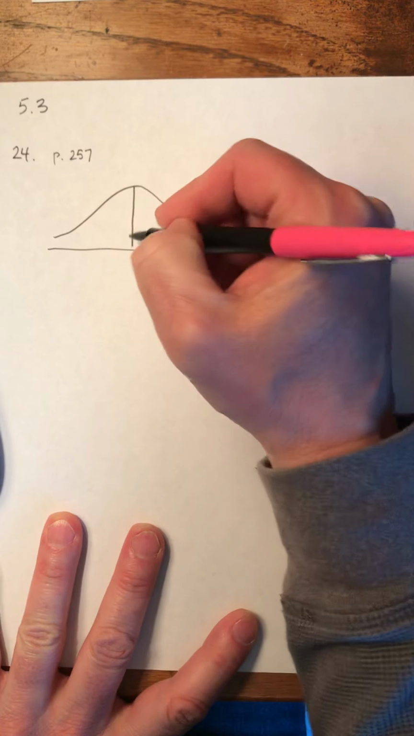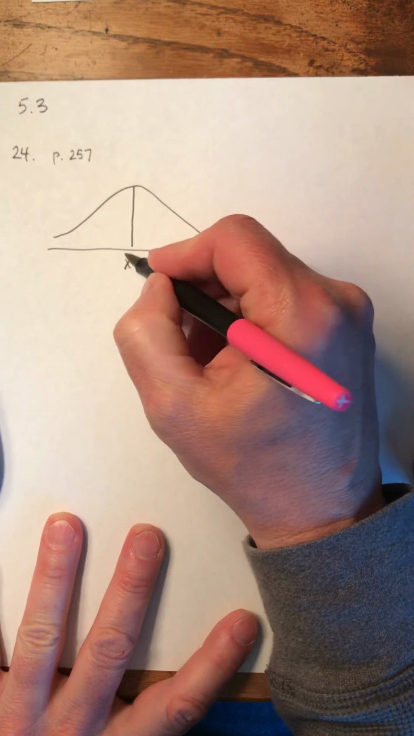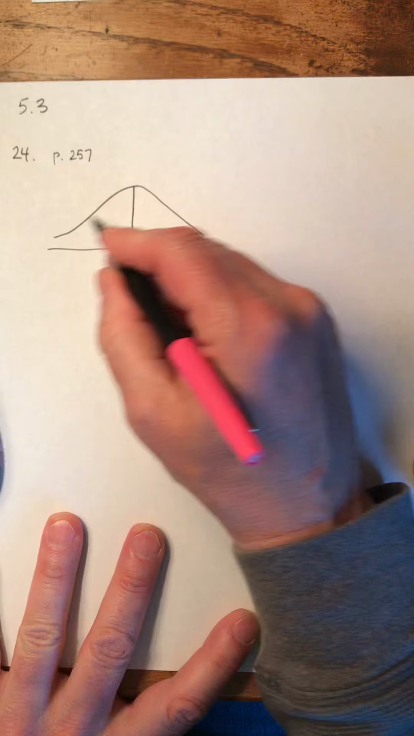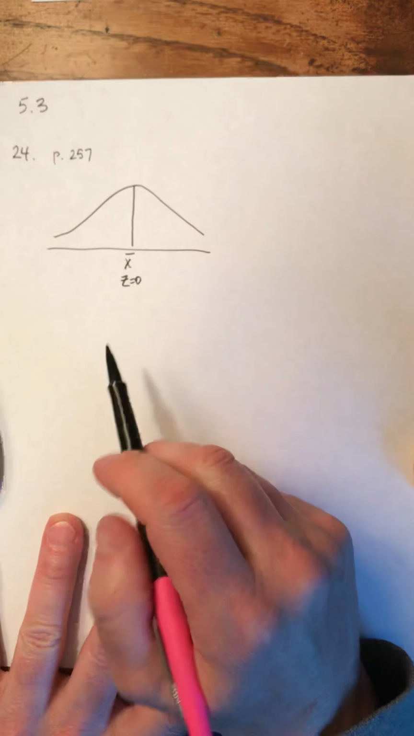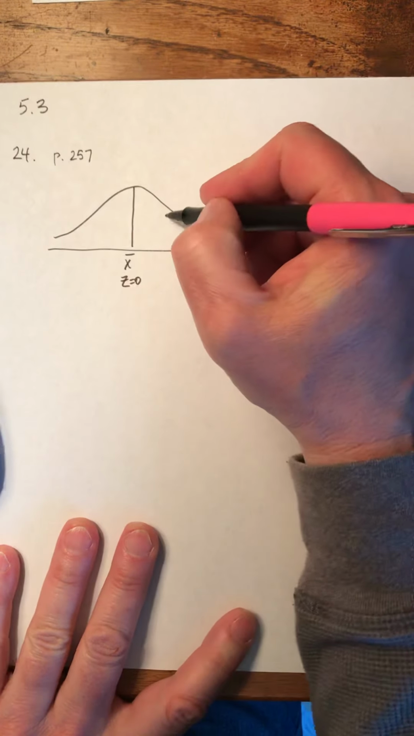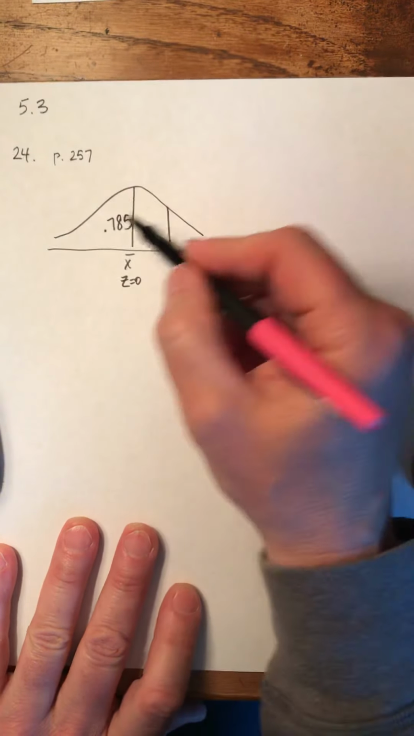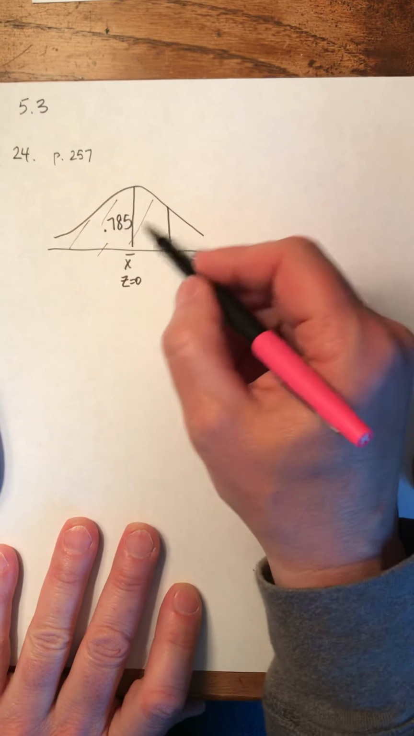I want the z-score where 78%, well, a z-score of 0, this mean is always at 50%, so there's 50% to the left and 50% to the right. We want 78.5%, so we want this area, 78.5%. We'll change that percent to a decimal. So we're interested in this area.